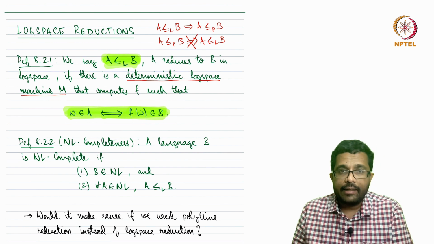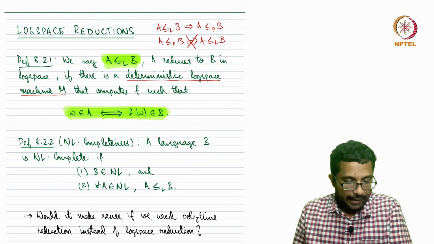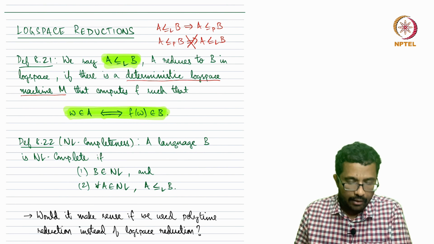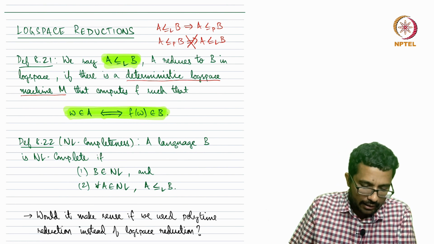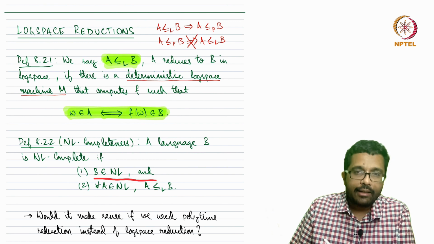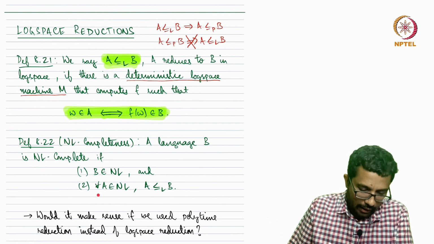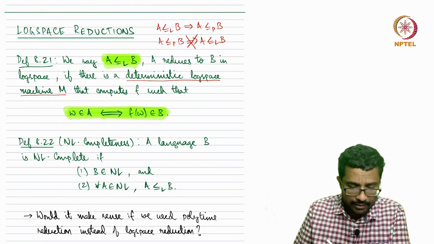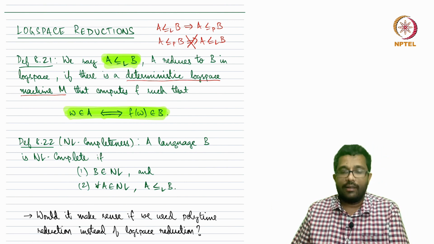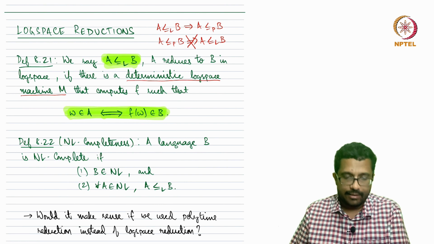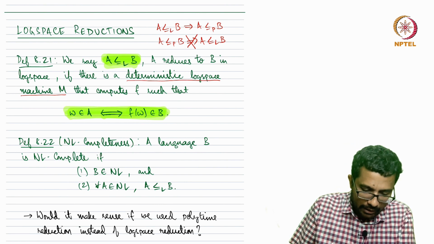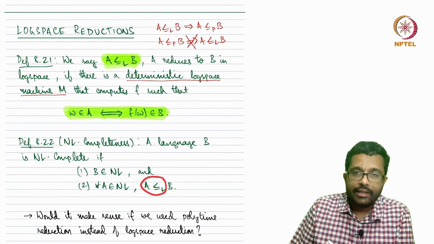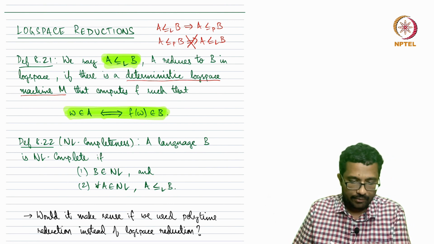Now with this we can define NL-completeness. A language B is NL-complete if two conditions are satisfied. One is that B is in NL, so we need membership in NL, and all the languages in NL should reduce to B in log space. This is exactly like polynomial time reduction and NP-completeness, just that wherever we have NP, now we are replacing it with NL, and wherever we had polynomial time reduction, we are replacing it with log space reduction.